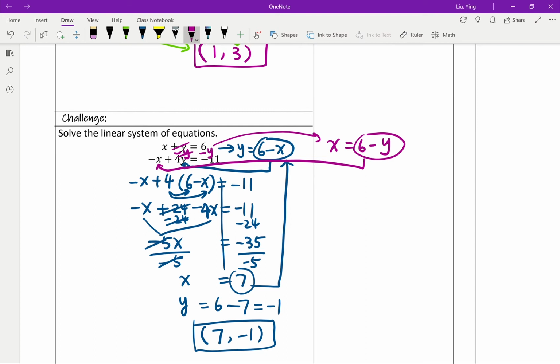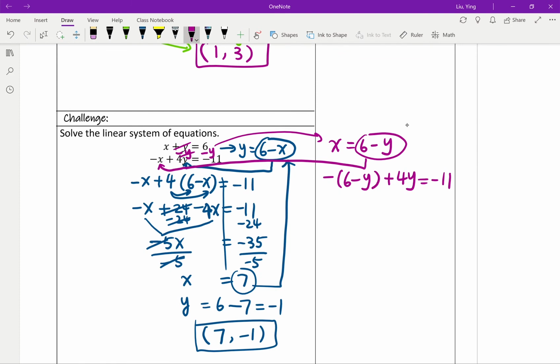Negative x, so negative 6 minus y. So 6 minus y, this whole thing is like the x. Okay, and then plus 4y equals negative 11. So once again, it's down to just one equation with one variable. It's just the difference is this time we're going to solve for y first, and then later plug it back in to find x. So let's see if that would help.